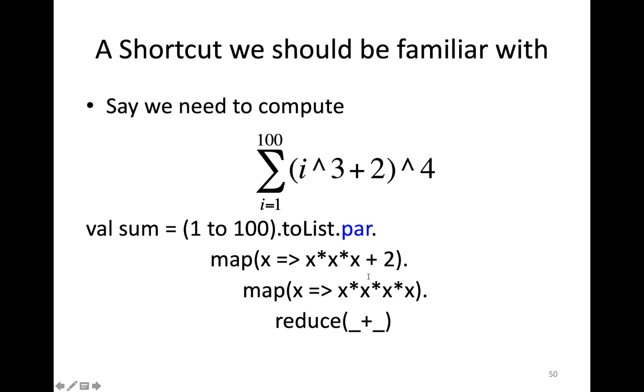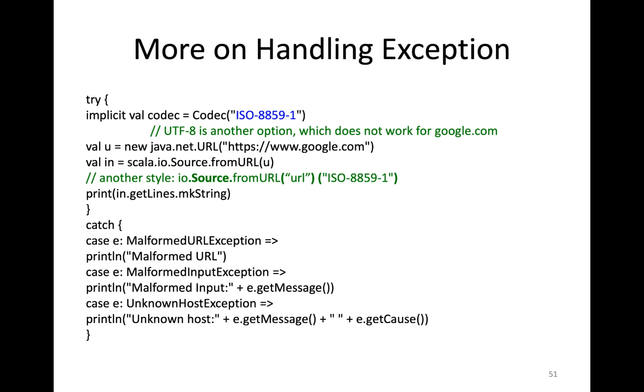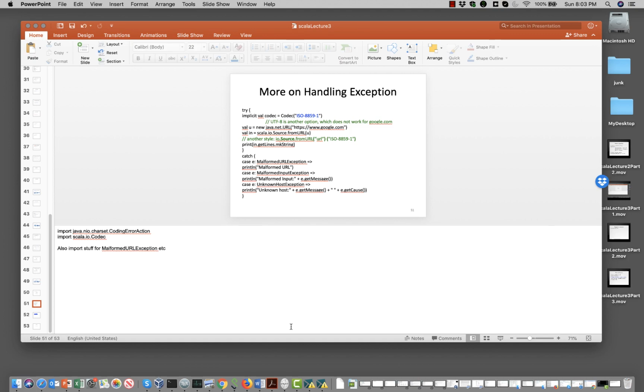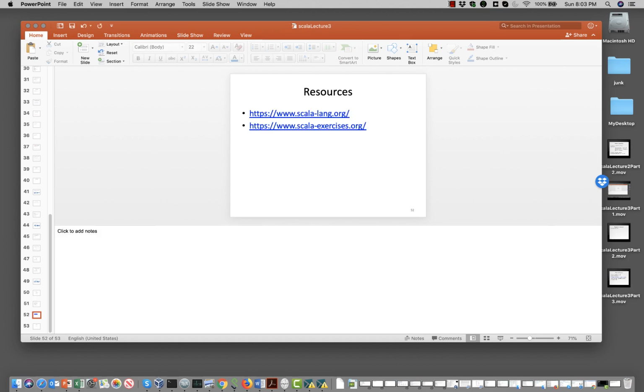Just another style, we can concatenate the previous different lines into just one line using dot. Self-intuitive. And here is some help on how to handle exceptions when you are trying to process a web page. Okay, thank you.